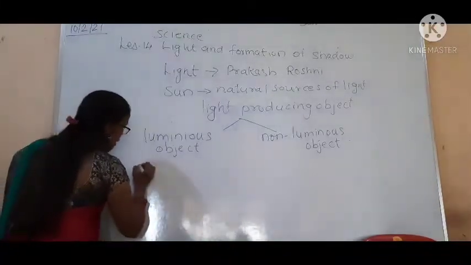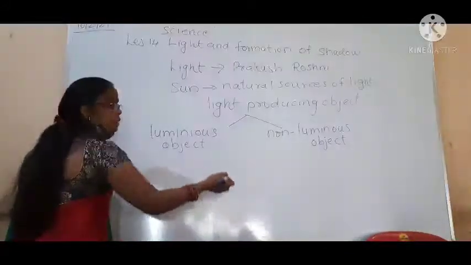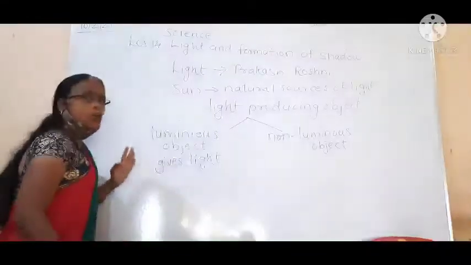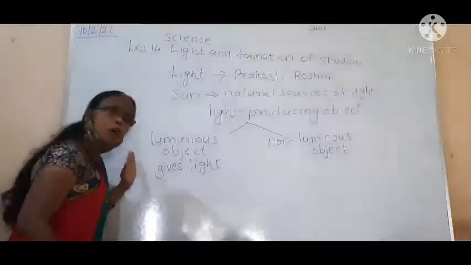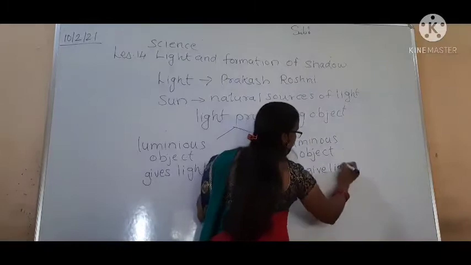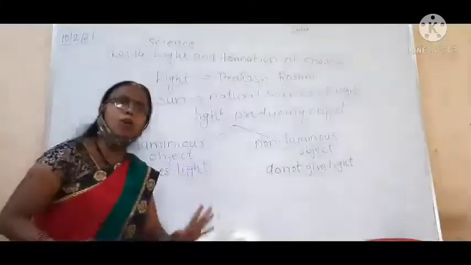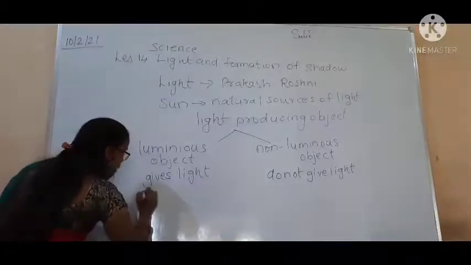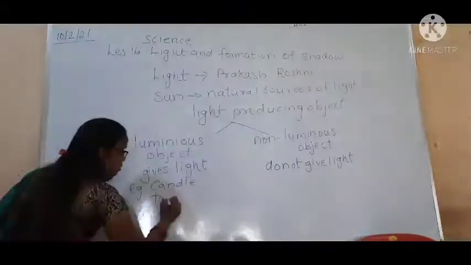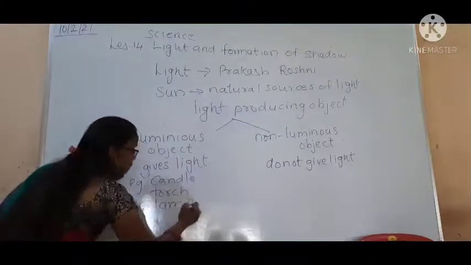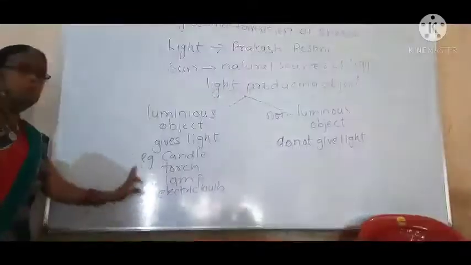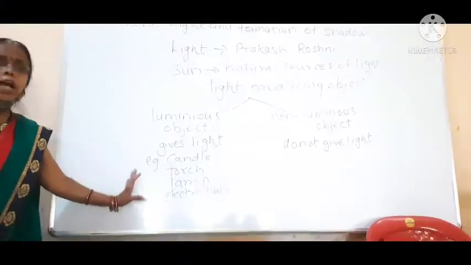So luminous objects are those which emit light, which give light. And those objects which do not give light are non-luminous objects. Clear? Then, examples: candle, torch, lamp, electric bulb. These are the examples of luminous objects. Clear to you all?